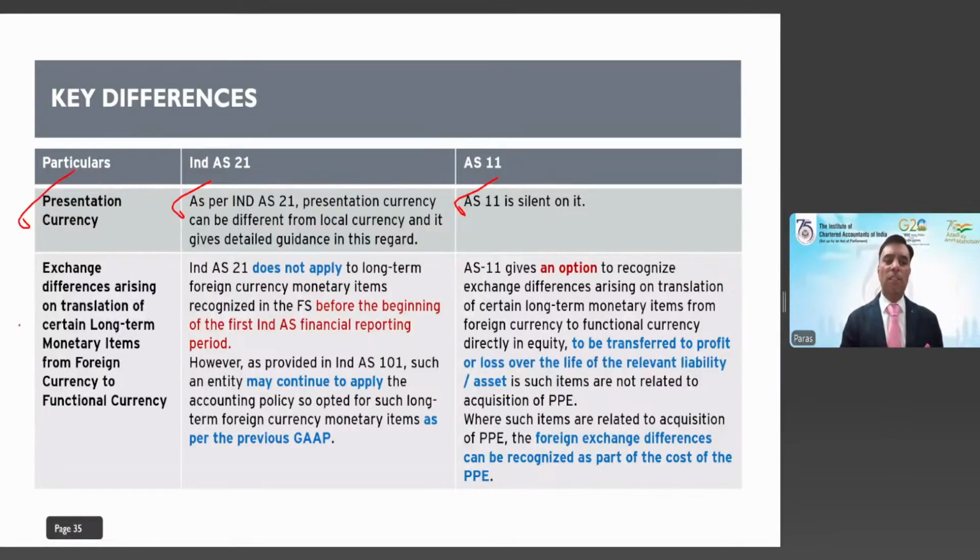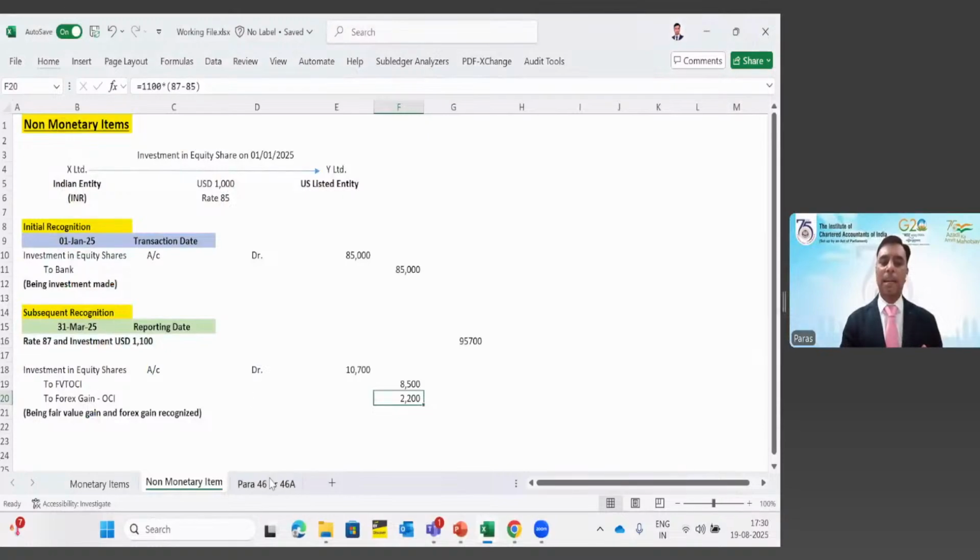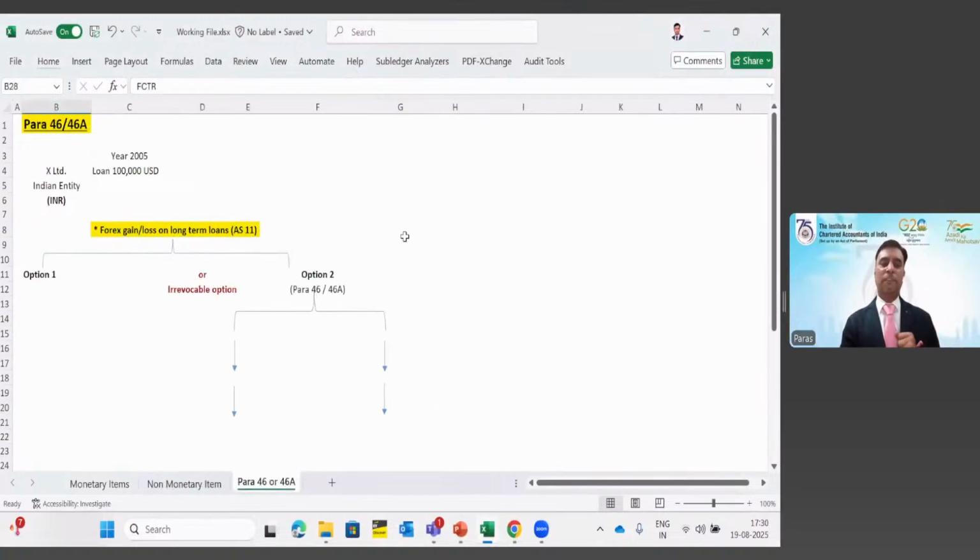Now, the last point talks about para 46 and para 46A of AS 11, right? Before reading this theory, let's understand this concept with the help of one simple example, and then we will discuss the GAAP difference.